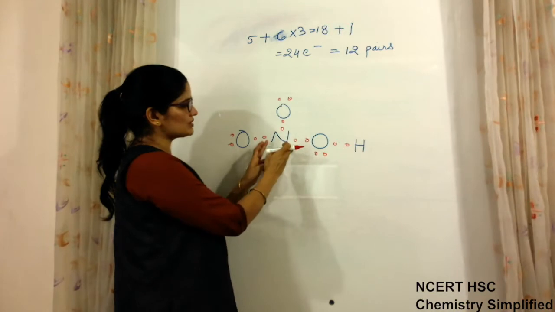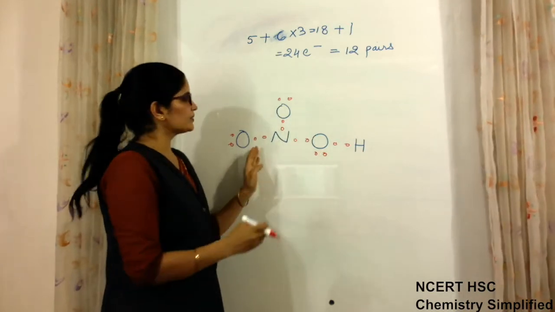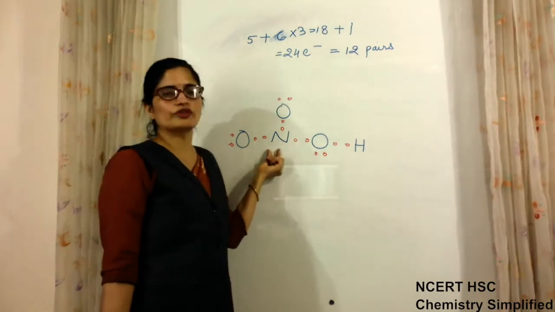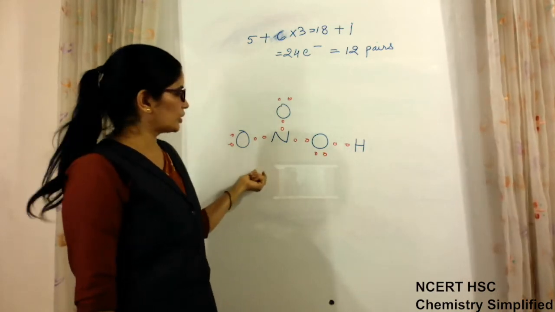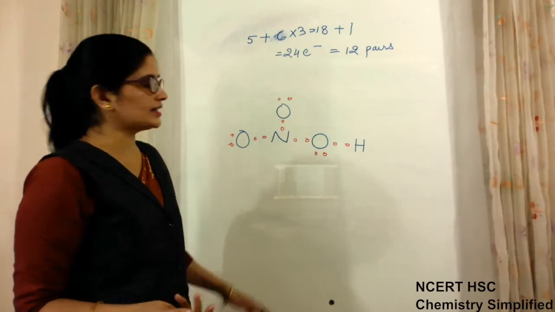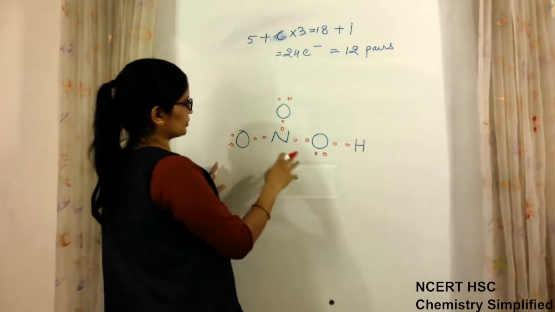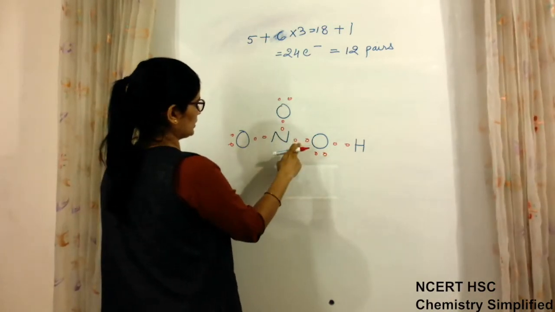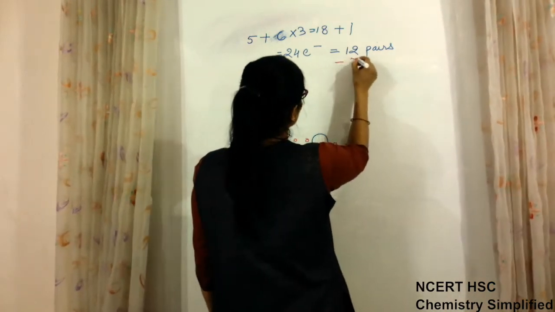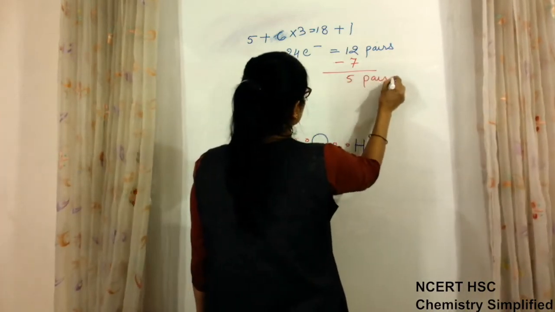Why avoid this? Because when nitrogen or any central atom is surrounded by so many atoms, there are chances that its octet will be naturally completed without the presence of a lone pair of electrons. So first we avoid giving it, because if the number of pairs is less, then we have to make a double bond on any one side. Clear? So first we have distributed how many pairs? 1, 2, 3, 4, 5, 6, and 1, that is 7. 12 minus 7, so now we are left with 5 pairs.